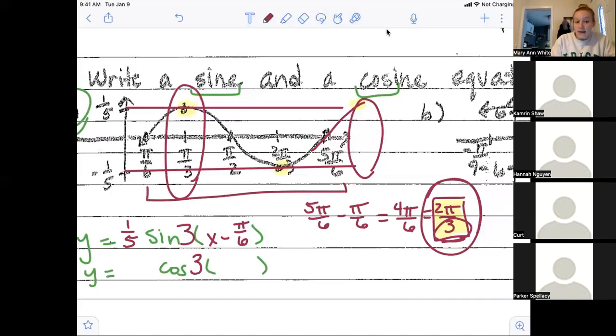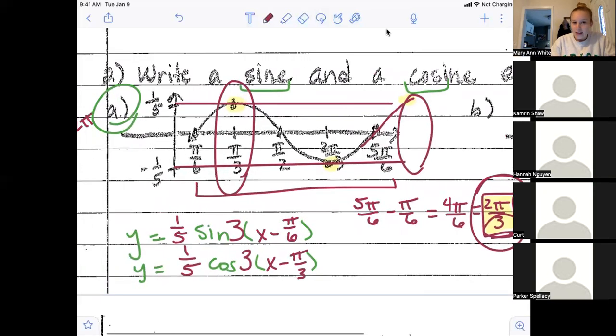Oh, and that leads me to my next piece. I did not start at pi over 6 like I did with sine. I had to keep shifting over to get to pi over 3. So I'm going to say this is x minus pi over 3 to show that I went right pi over 3. And then I actually left the easiest one for last. My amplitude, it's still the same as what it was before. 1/5 is my A, it's my amplitude.